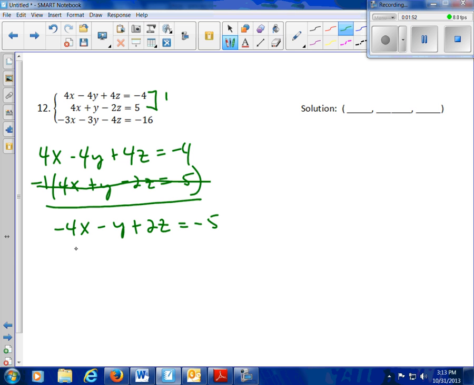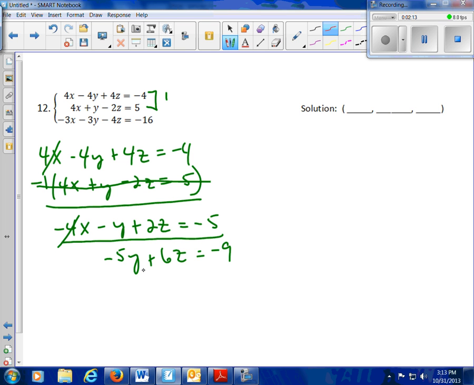4x and -4x cancel out, which is what I want. -4y and -1y make -5y. 4z and 2z make 6z. And -4 and -5 make -9. So the very first step is finished.